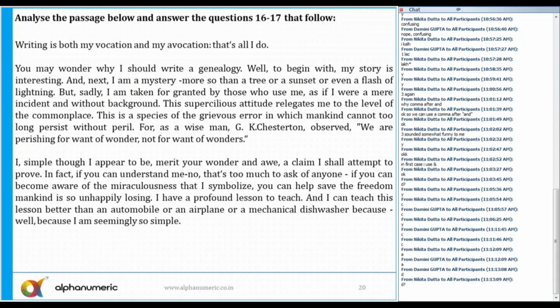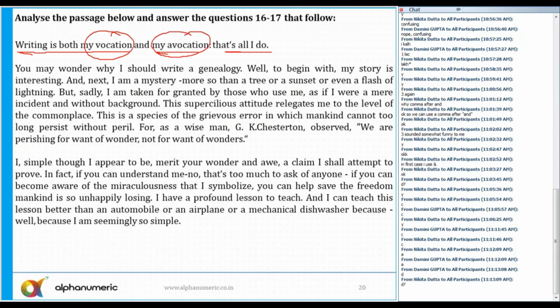Okay, now coming to the next passage, question number 16 to 17. The person who's writing this passage says, what I do, writing is both my vocation and my avocation. That's all I do. So the only thing that I do is that I write. It is my work and it is my hobby.